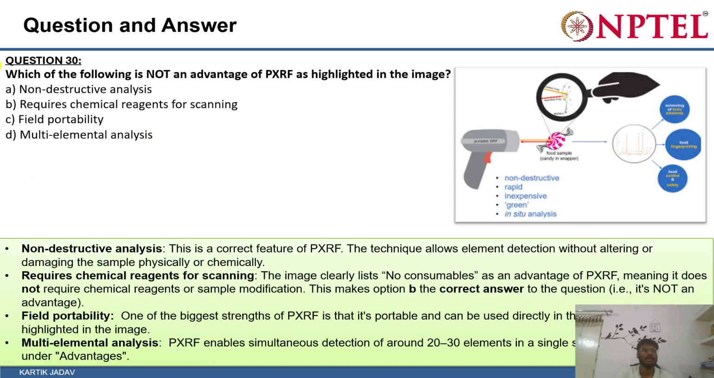Question number 30. Which of the following is not an advantage of PXRF as highlighted in the image? We know that it is a non-destructive analysis. That is correct. Requires chemical reagents for scanning. That is incorrect. Field portability, that is portable in nature, and multi-element analysis, that we can also do, like soil pH, soil cation exchange capacity, soil organic matter, macronutrients, heavy metals, etc. So the correct answer is option B.